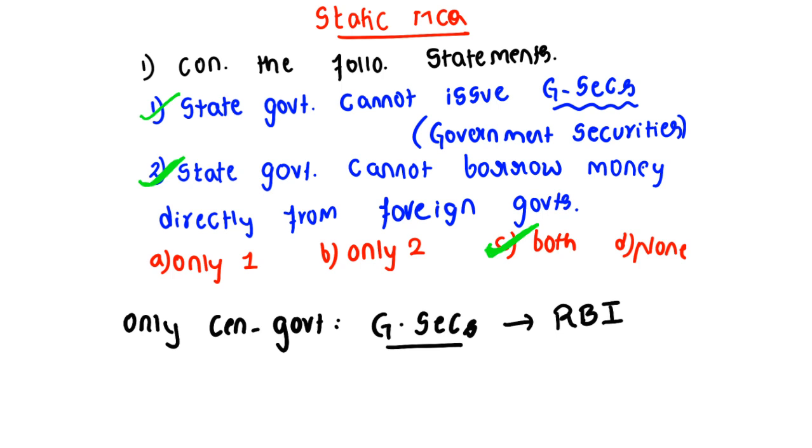So then what about SDLs? SDLs are securities that state governments issue. These are state development loans. These are like loans that the state government is seeking from the public. If people want to invest, they can invest. But these are not to be considered as G-Secs.